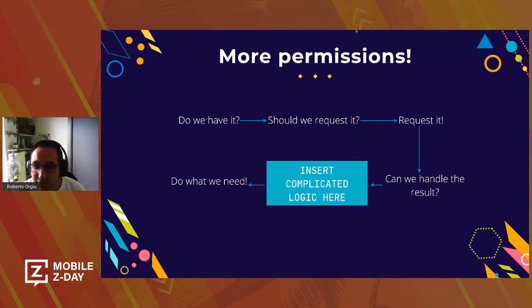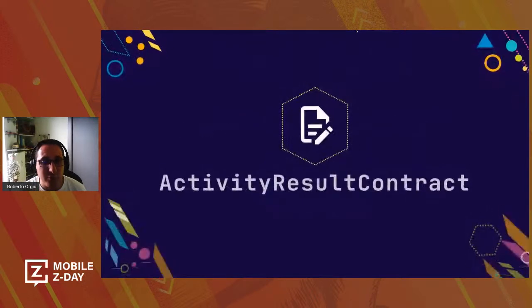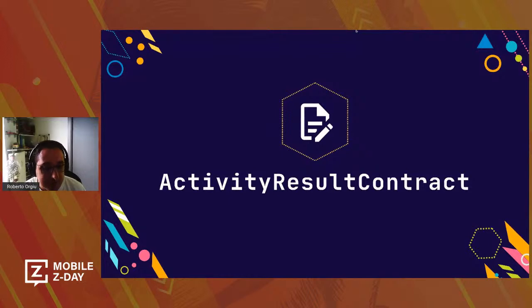Luckily for us, there is a new feature, which is the activity result contract, that can help us immensely in this case. So what is the activity result contract? Basically, it is a contract that we write and that will guarantee that the result will be what we expect. So a contract in this case is basically asking another activity to give us a result without all the boilerplate code that we were used to having and writing previously.